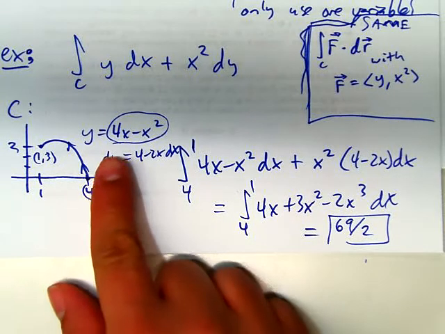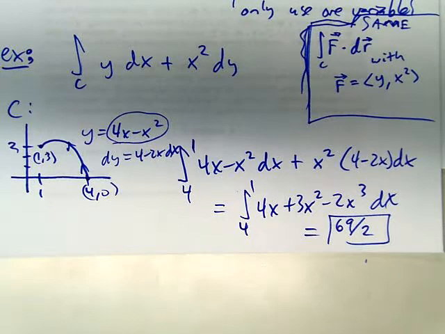The other option would be to turn everything in terms of y, but you'd have a parabola and you'd have to do some other nasty stuff. So this is probably the easiest way to do it. Okay, so this completes 15.2.